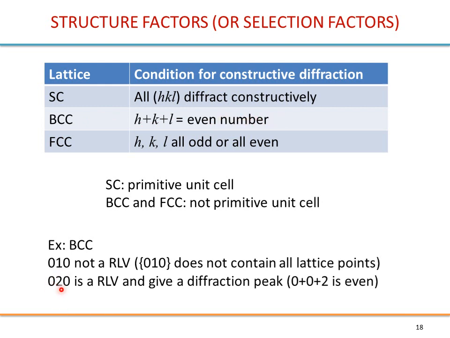If you take this one, 0, 2, 0, this is a reciprocal lattice vector, and gives the diffraction peak, because the sum is even. And this one actually contains all the lattice points. So in the cube, the 0, 2, 0 is in fact a plane that is in the center of the cube. So it passes through that atom that is at the center. But it also contains each side of the cube. Right? So it contains all the atoms in the cell.